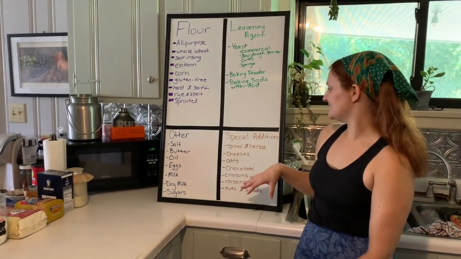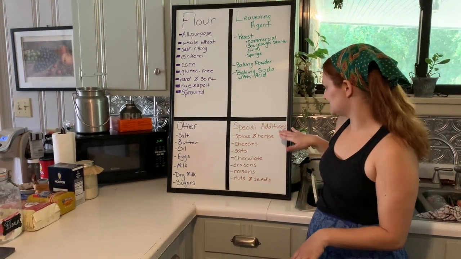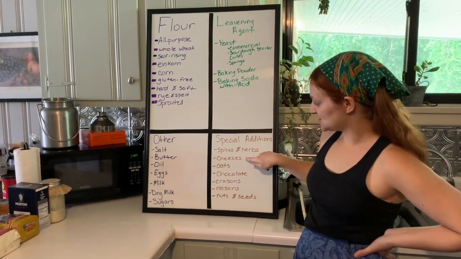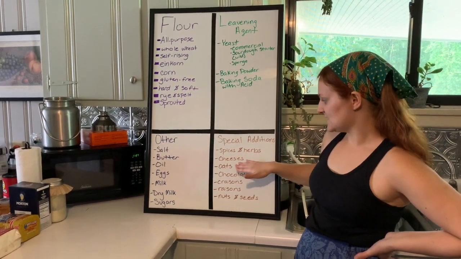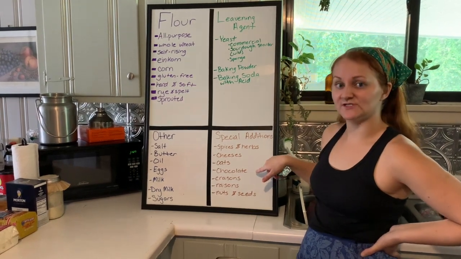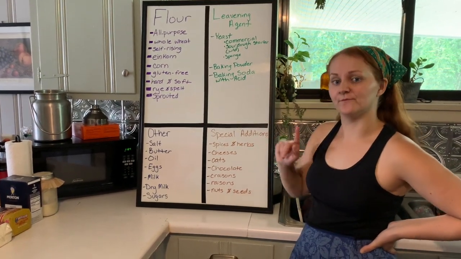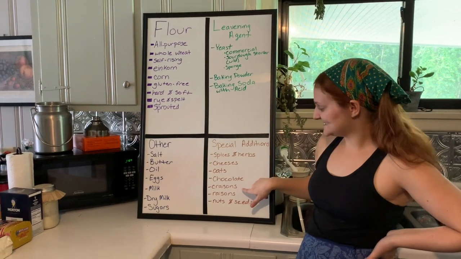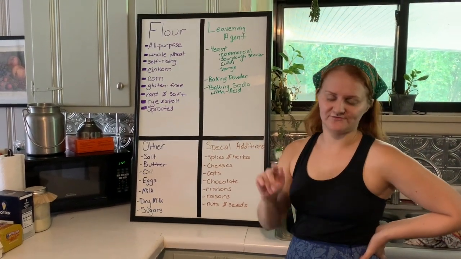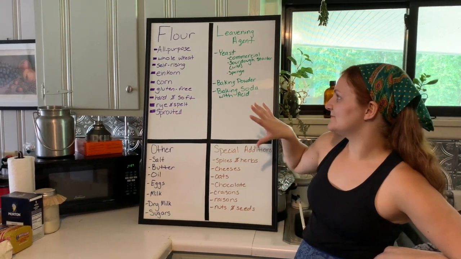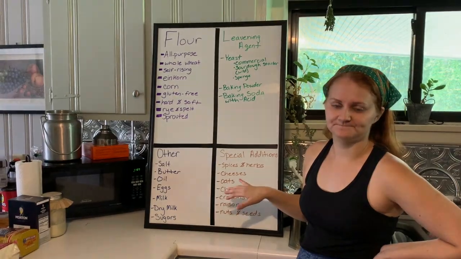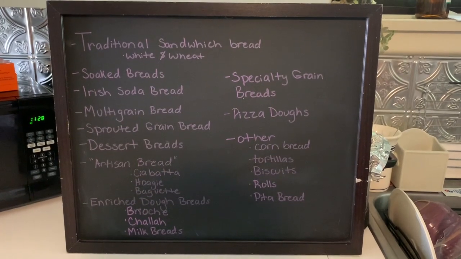So then we have the extras that we can add, special additions as I've called them: spices and herbs, cheeses, different types, oats, chocolate, to include chocolate chips and chocolate pieces and cocoa powder, craisins, raisins, and other nuts and seeds and dried fruits. So these are the basic ingredients that any bread recipe could call for in these 4 categories. These are some of the breads that we are going to make on this channel.